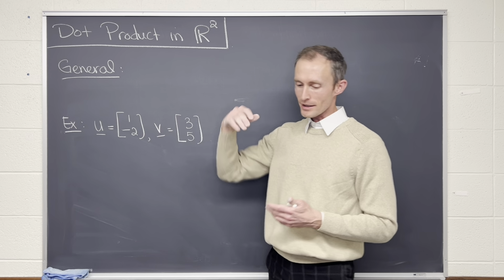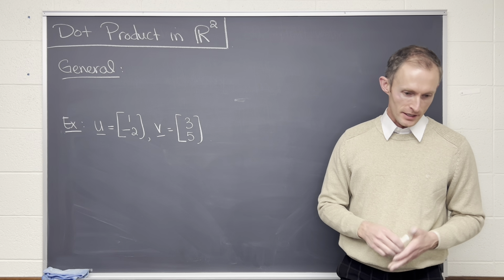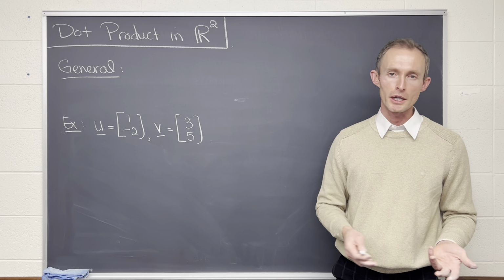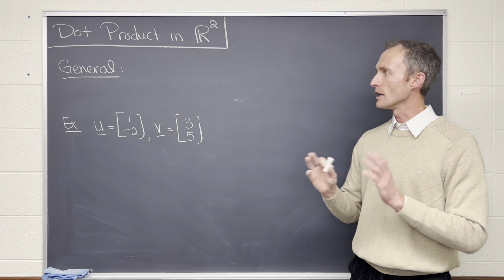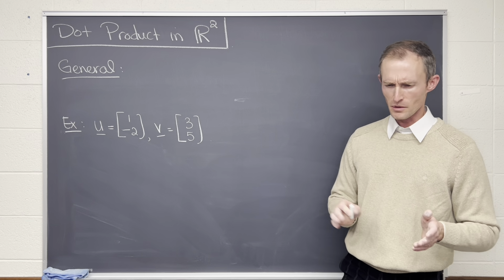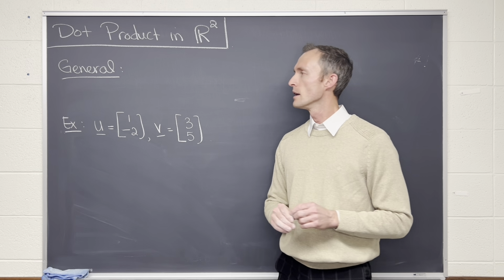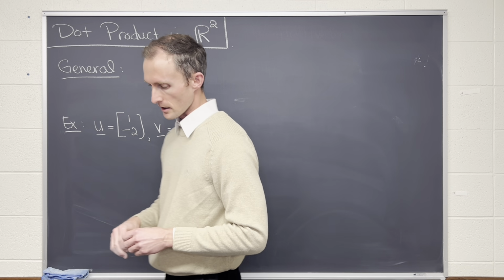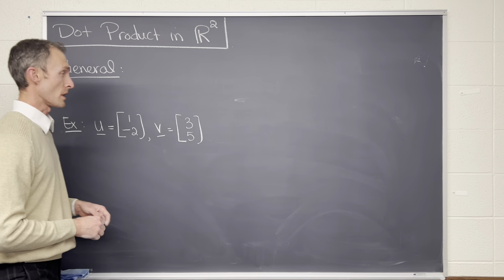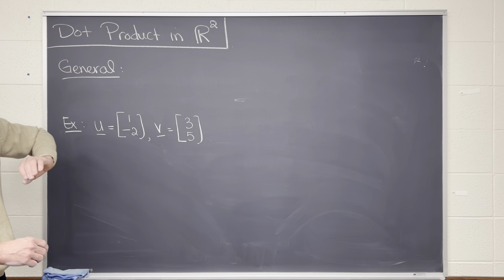Now, the dot product is a special case of what's called an inner product. You'll get to that much later on. Inner products are kind of what make a lot of the world go round in a lot of weird ways. But we're just going to start here with the dot product and figure out what in the world we are talking about. So in general, what is it?